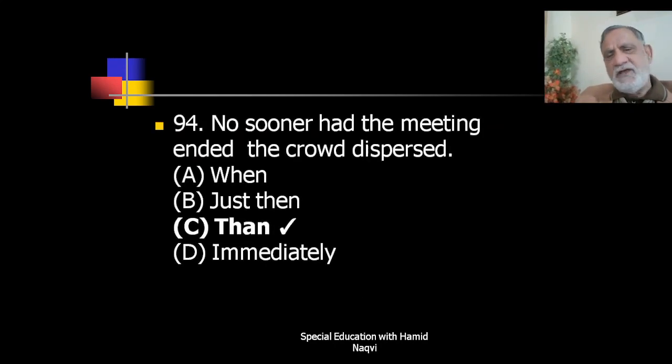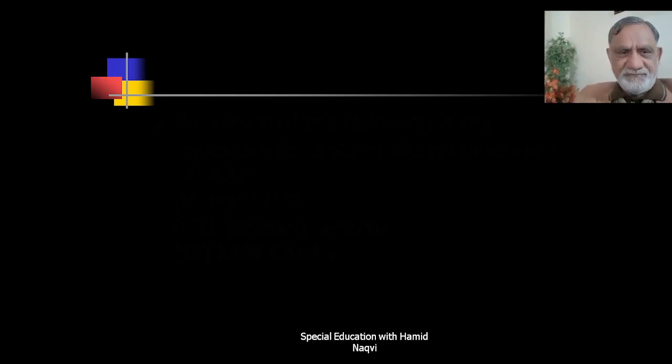Next is again a question from English. What would be the correct one? No sooner had the meeting ended. There should be a dash here, which is missing. No sooner had the meeting ended, dash, the crowd dispersed. Which would fit in? When, just then, or immediately? Then would fit in. No sooner had the meeting ended, then the crowd dispersed.